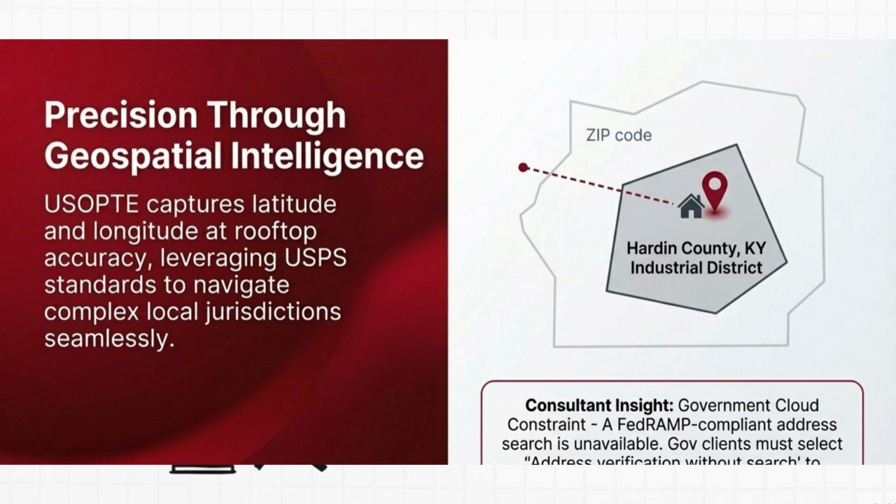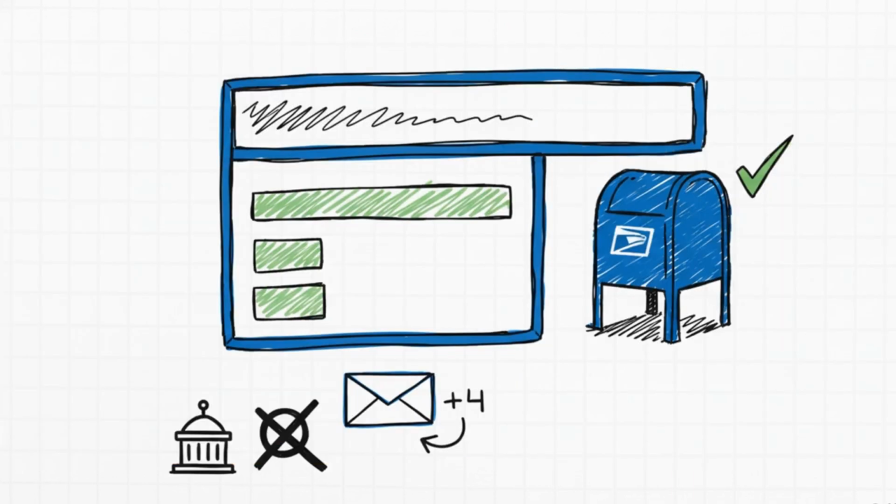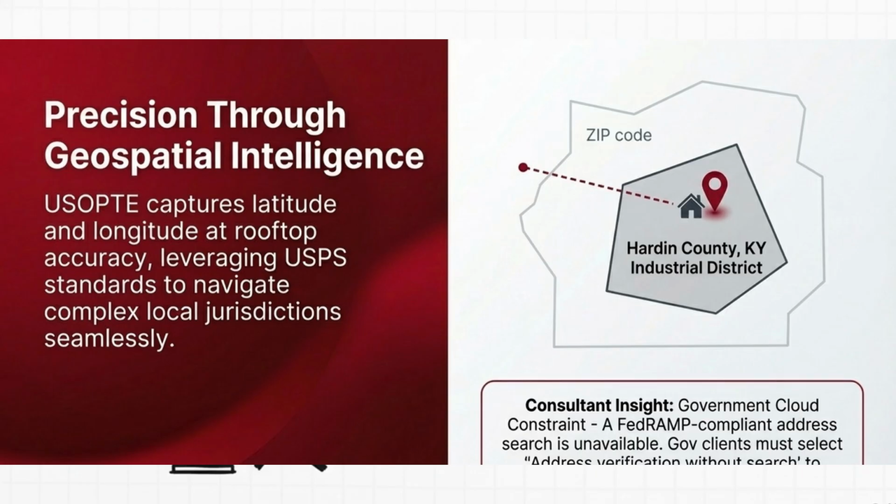This accuracy is all powered by what Oracle calls the Enhanced Address Experience. It provides real-time address validation against United States Postal Service standards as a user is typing. Now, there is a critical warning here for anyone implementing an Oracle Government Cloud. The predictive address search feature is not FedRAMP compliant. So, to use these powerful validation features securely, you must select the Address Verification Without Search option in your setup. This is a very crucial step to avoid any compliance issues.